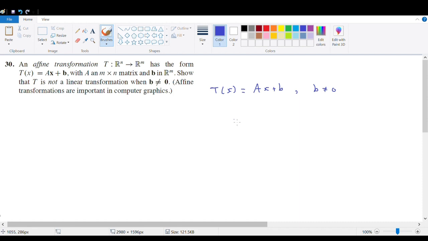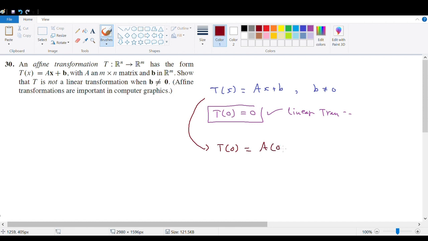One of the properties of a linear transformation is that T0 should be equal to 0. This is if the transformation is linear. So now let us apply this here and find what T0 is. T0 will be equal to A0 plus b. We know that A0 is equal to 0, plus b, this will give us b. And it is given that b is not equal to 0. So this one is not equal to 0, so the transformation is not linear.